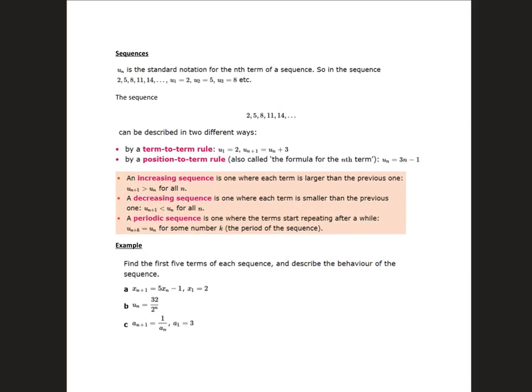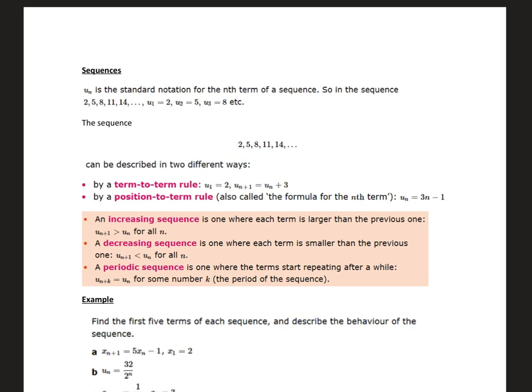Okay, so we'll start off by talking about sequences. As you know from GCSE, a sequence is just a pattern of numbers. The notation we use at A level is U with a subscript n. That is the standard notation for the nth term of a sequence. So if I have the sequence 2, 5, 8, 11, 14, for example, I would say U1 is the first term, so it's 2, U2 is the second term, so it's 5, U3 is the third term, so it's 8, etc. U, then a little number, just means what number in that sequence.